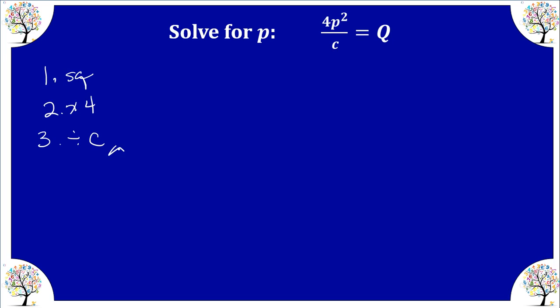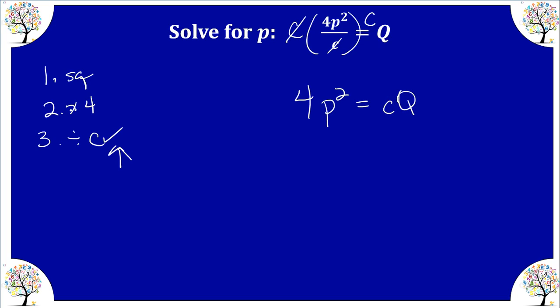So we're going to work backward, and we're going to undo the division by multiplying. We're going to undo multiplying by division, and we're going to undo squaring by the square root. So let's multiply by C. I don't need necessarily a parentheses here because there's only one single term. So I have 4p squared equals, and you can say CQ or you could say QC. Commutative property here, that does not matter.